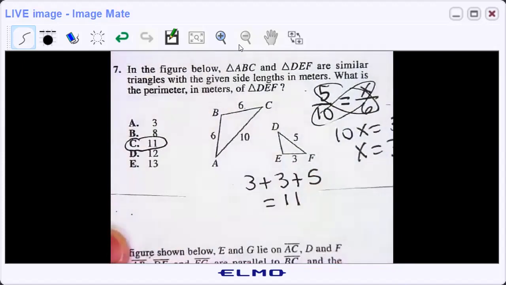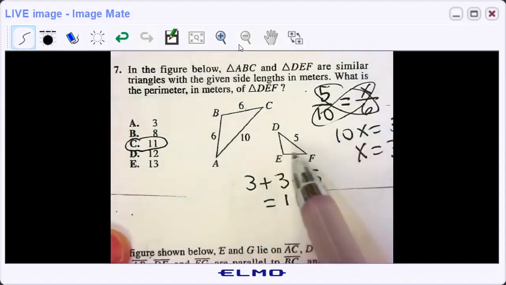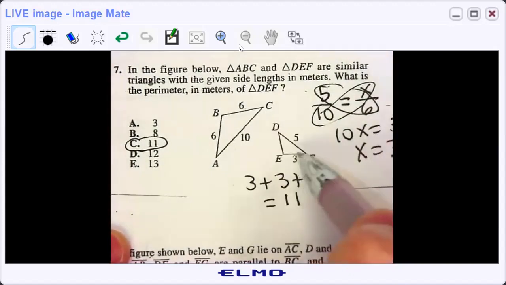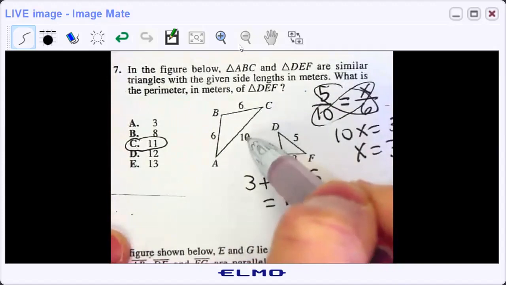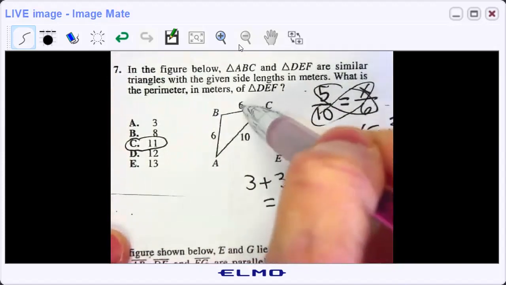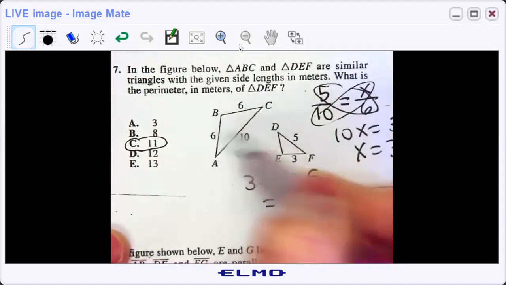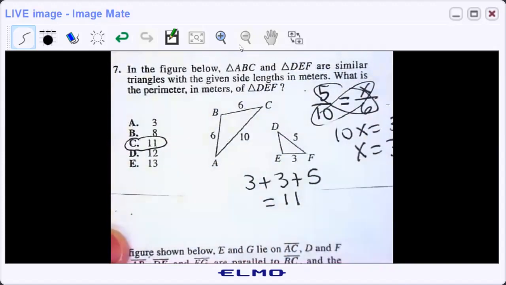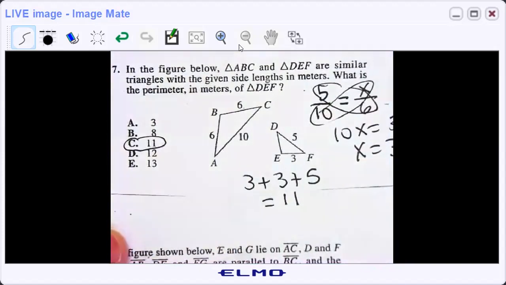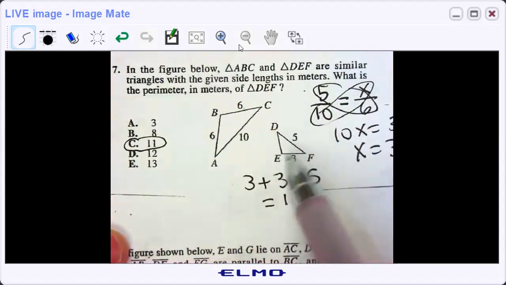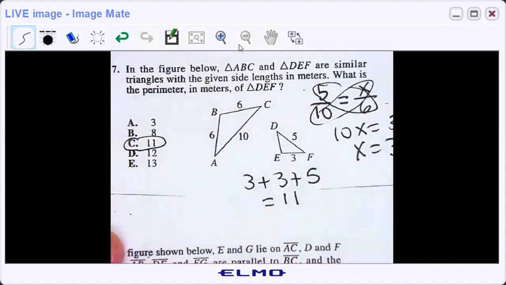But a lot of you guys are going to notice that this is a whole number multiplier, right? This triangle is twice as big as this smaller one. So 5 times 2 is 10, 3 times 2 is 6. So we also need this side to multiply by 2 to give me this other 6. So that's another way to easily get this missing side quickly so you can go on and get the perimeter.